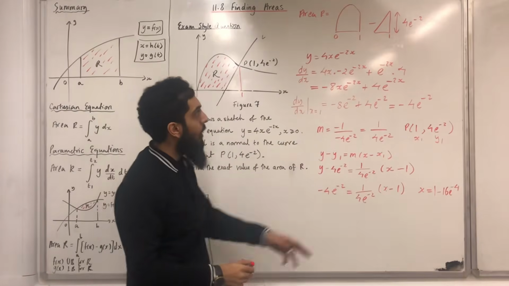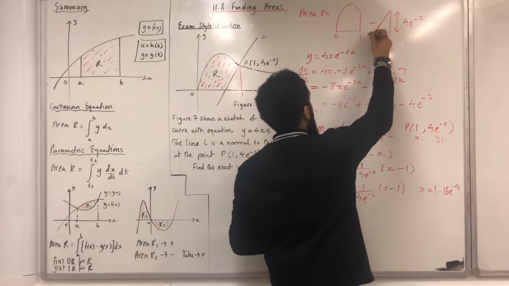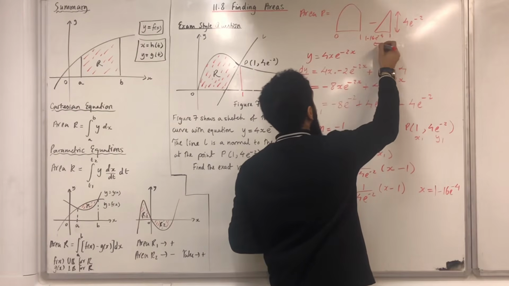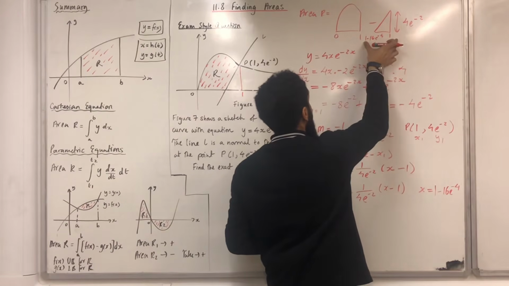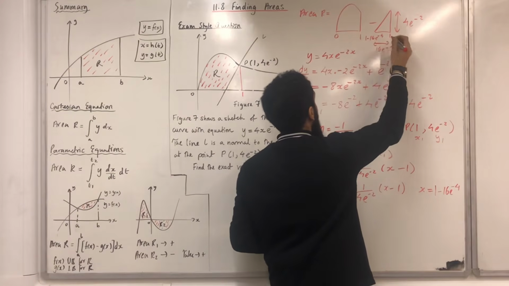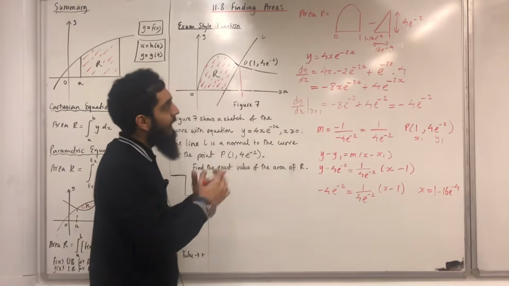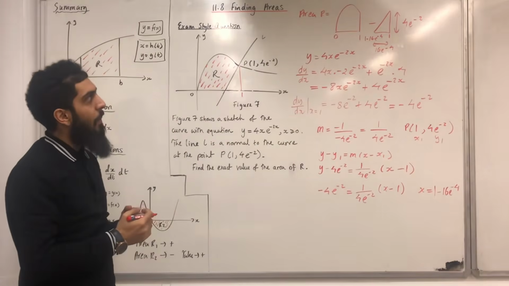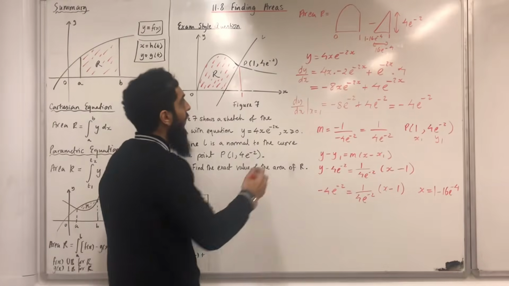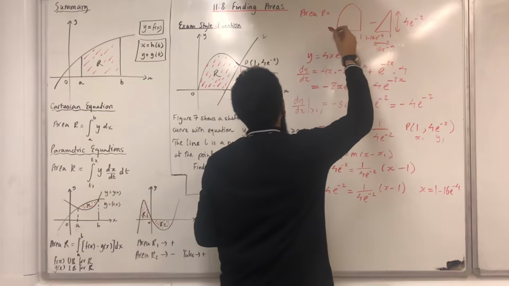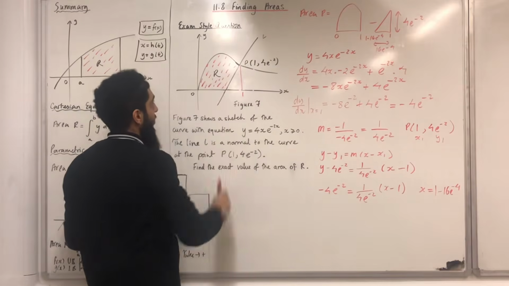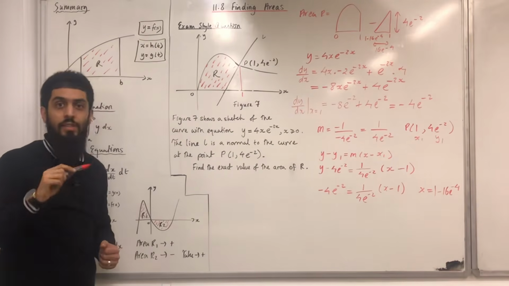I can label this on my triangle, so over here. Now the base of the triangle is just the difference between these two figures over here. So the difference will just be 16 e to the power minus 4. Now I can easily calculate the area of that triangle by using the formula base times height divided by 2. The question is, how do I calculate this particular area, which is the area bounded by the curve, this line and the x-axis? Well, I need to use integration.